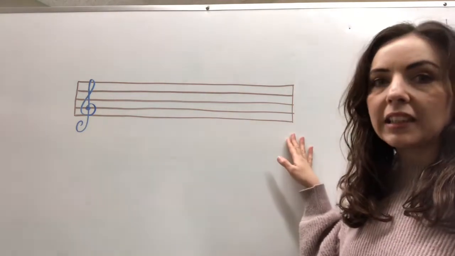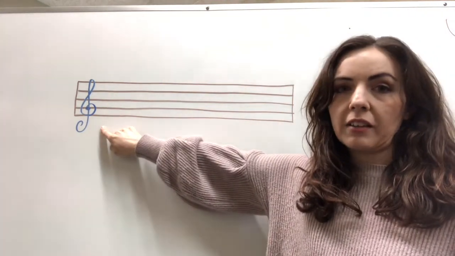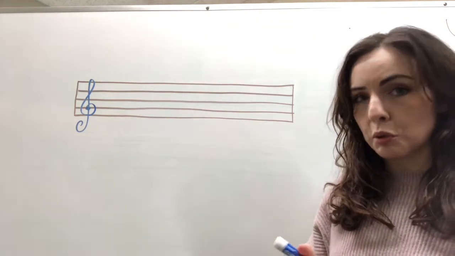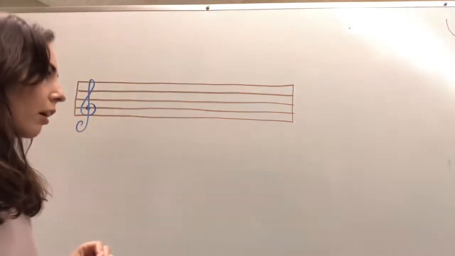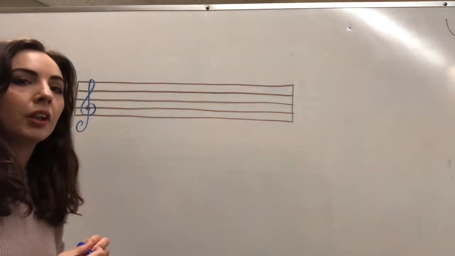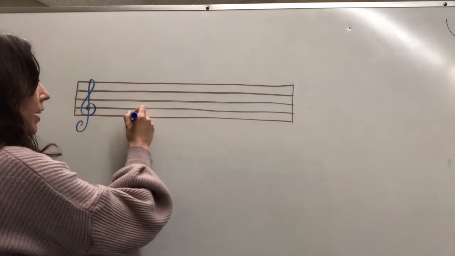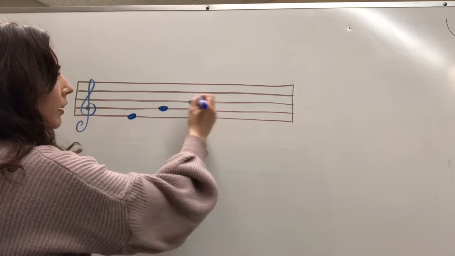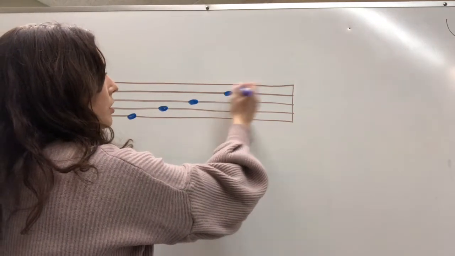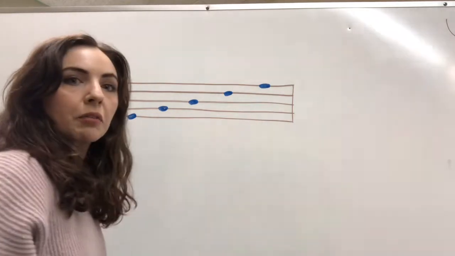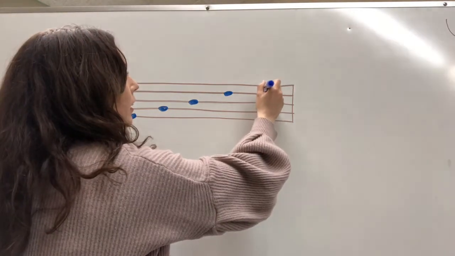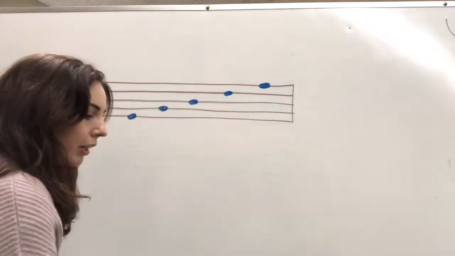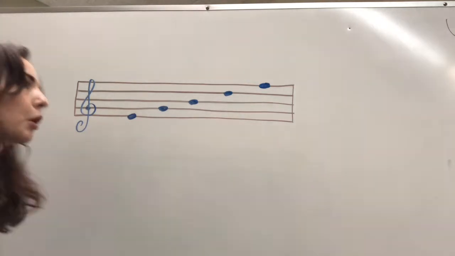So here we have a music staff with the treble clef on there, and let's go over the letter names that are on the treble clef staff. So we know that the line notes are every good boy deserves fudge. So we've learned that in class, that is how we remember the letter names of the line notes on the treble clef staff.